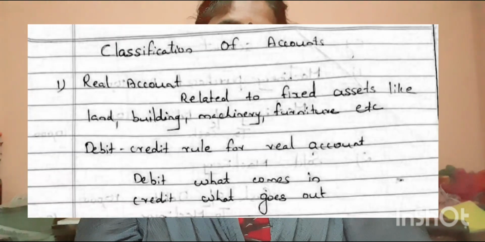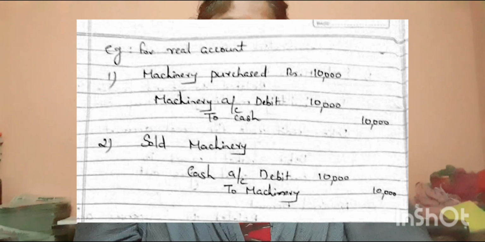Real account means it is related to fixed assets like land and building, plant and machinery, furniture and fixtures, etc. The debit credit rule regarding real account is that debit what comes in and credit what goes out. For example, when machinery is purchased, machinery account debit to cash. That is, machinery comes to our business, so we debit the fixed asset machinery, and cash goes out. That is, cash is credited.